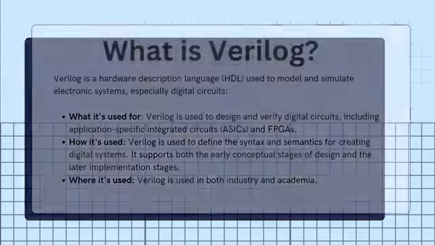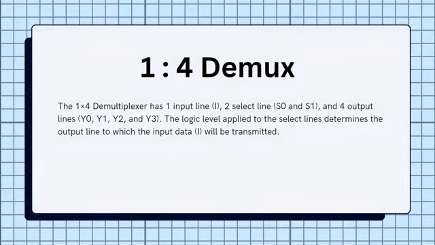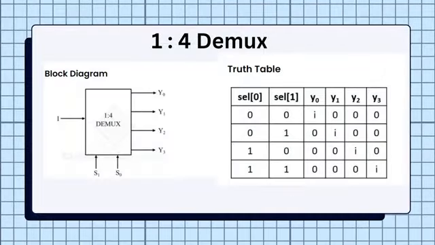Next, we will learn how to write 1 is to 4 demux in Verilog. We know that a 1 is to 4 demultiplexer has one input line, two select lines, and four output lines. We can see the block diagram and the truth table of 1 is to 4 demux. So we have input I, select lines S1, S0, and output lines Y0, Y1, Y2, and Y3, and here is the required truth table.